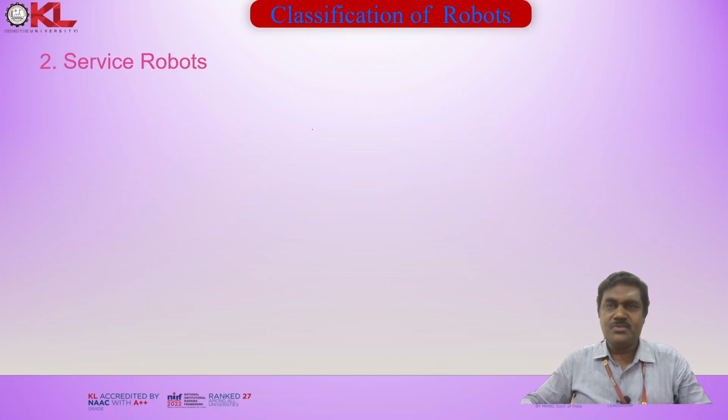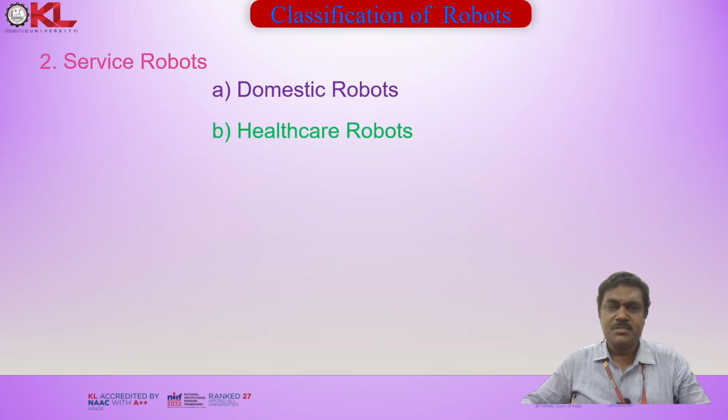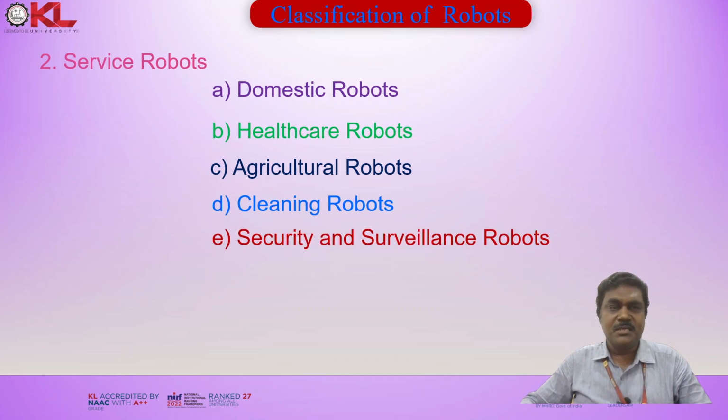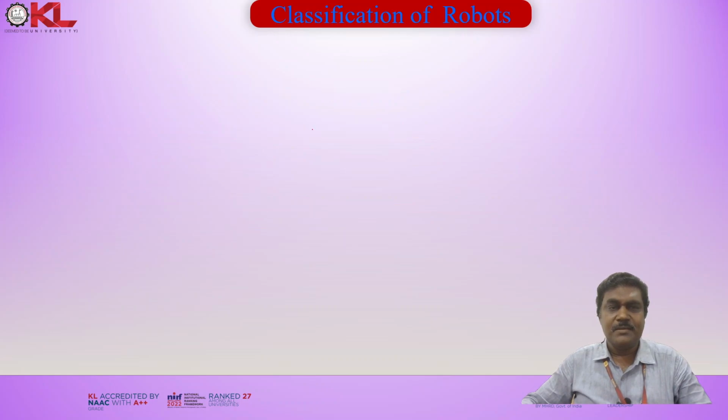Next is the service robots. Those robots do services like domestic robots, healthcare robots, agriculture robots, cleaning robots, security and surveillance robots. All these come under the service robots category.